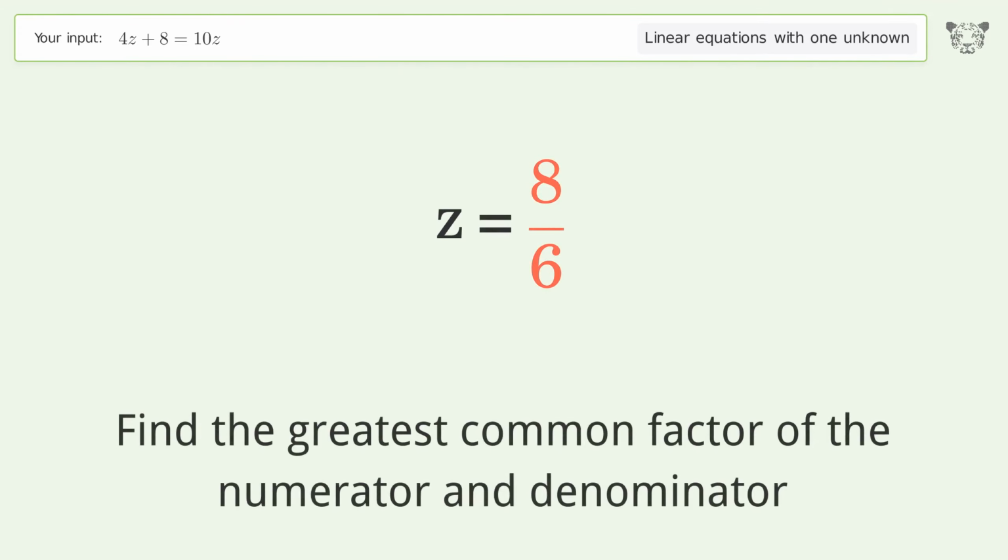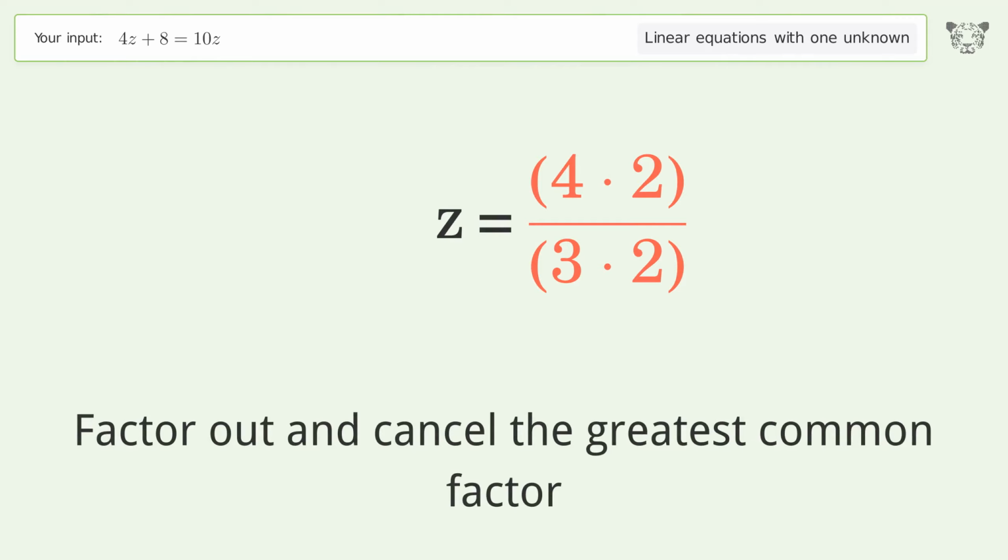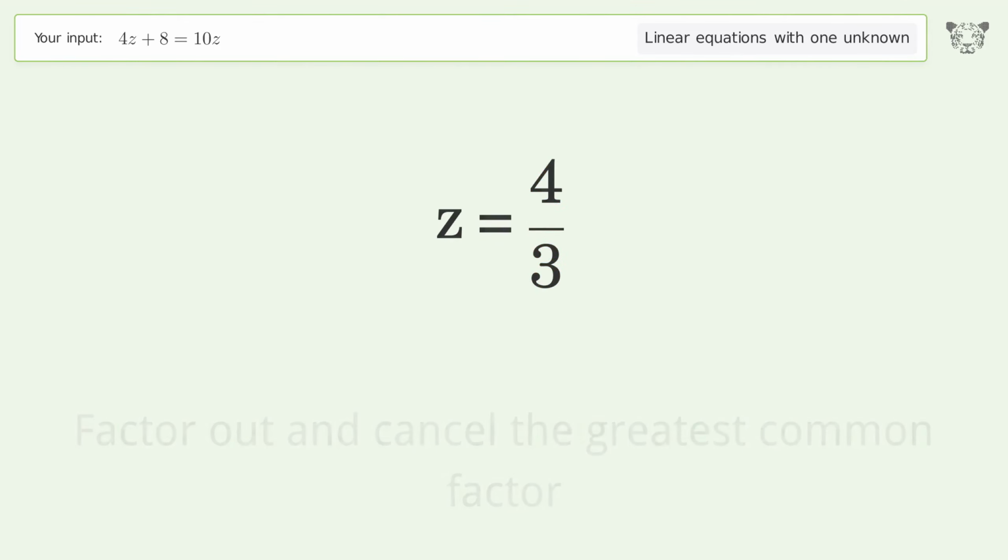Find the greatest common factor of the numerator and denominator. Factor out and cancel the greatest common factor. And so the final result is z equals 4/3.